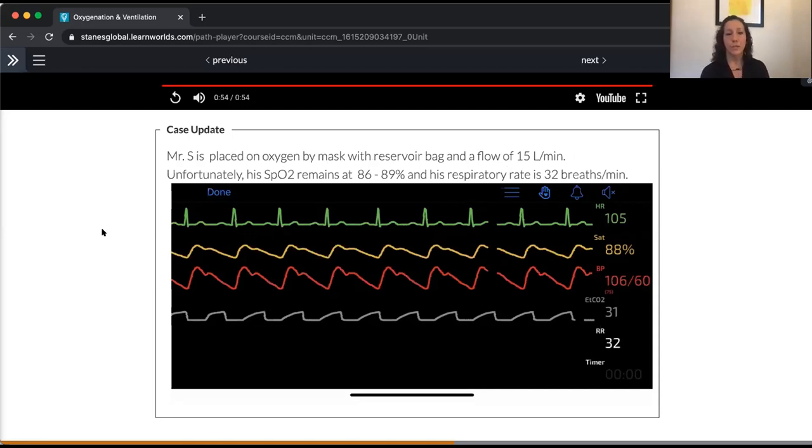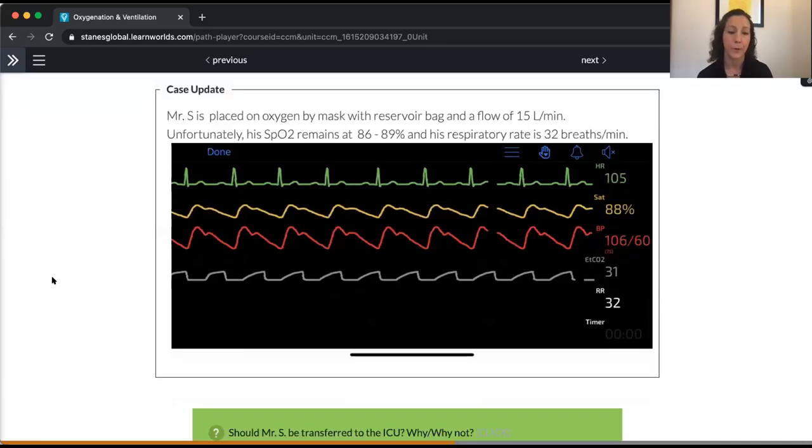Remember when we started, we wanted to make sure that we recognize how to start appropriate interventions, but also how to recognize when our interventions are failing. So we talked about the non-rebreather mask or the reservoir bag being the highest level of oxygen that you can deliver using a low flow device. So he's on the highest amount of oxygen we can give him using just oxygen. He's on a reservoir bag at 15 liters per minute. You can't get any higher than that with your low flow devices. Yet he is still failing. His saturation is too low and his respiratory rate is too high. So he needs more help. You have to recognize this when it happens because it's your job to escalate that care, okay?